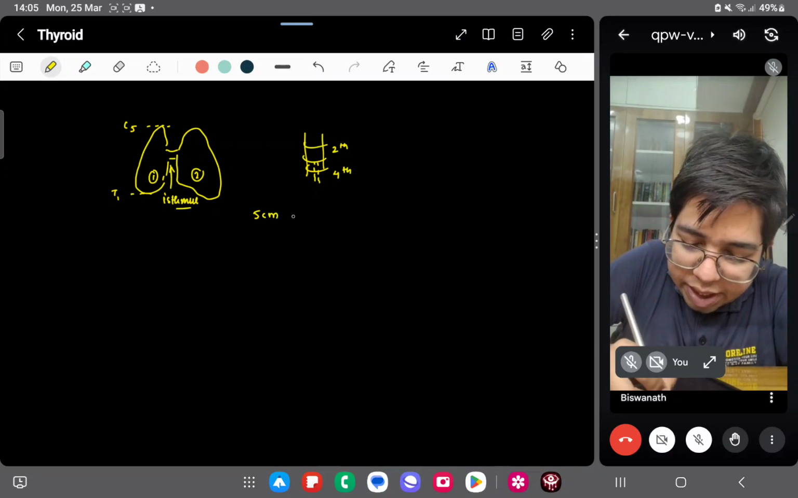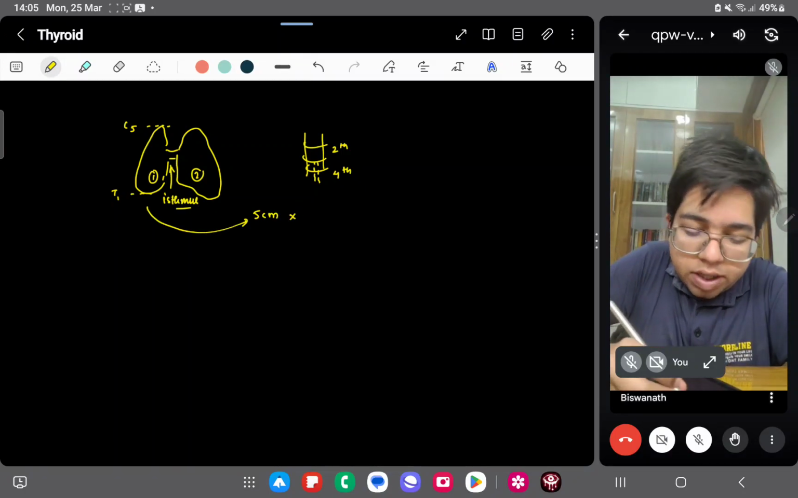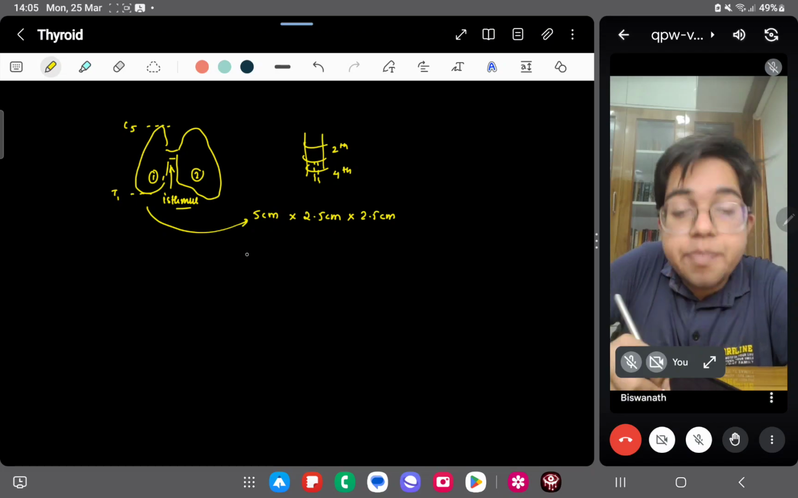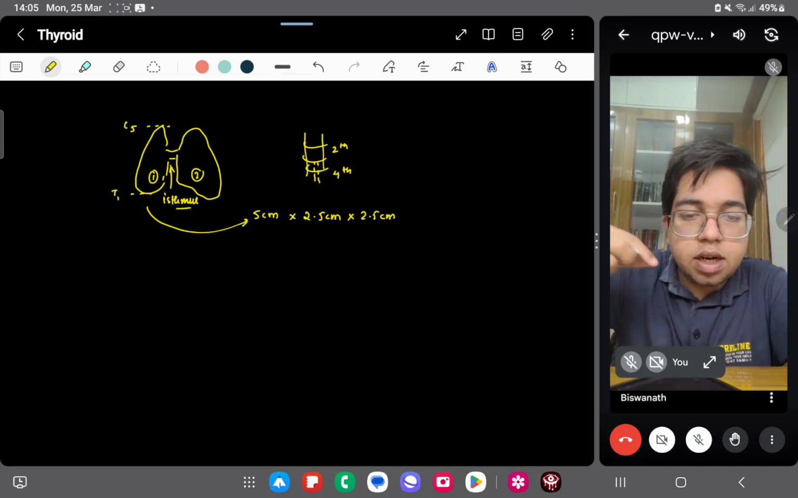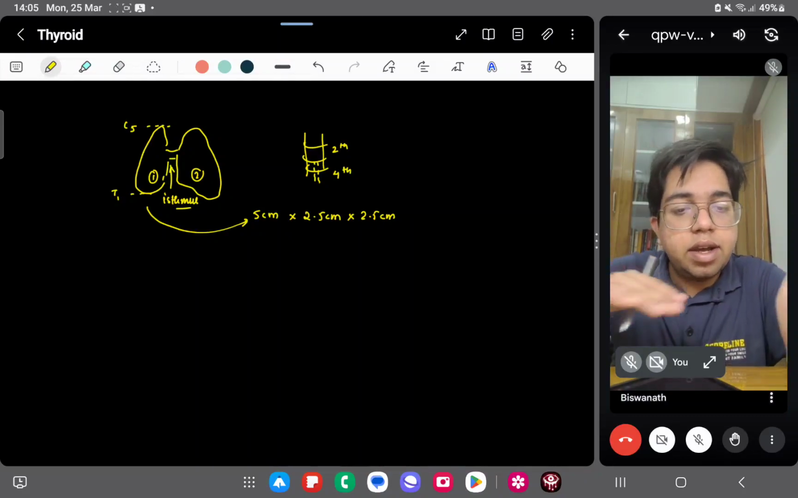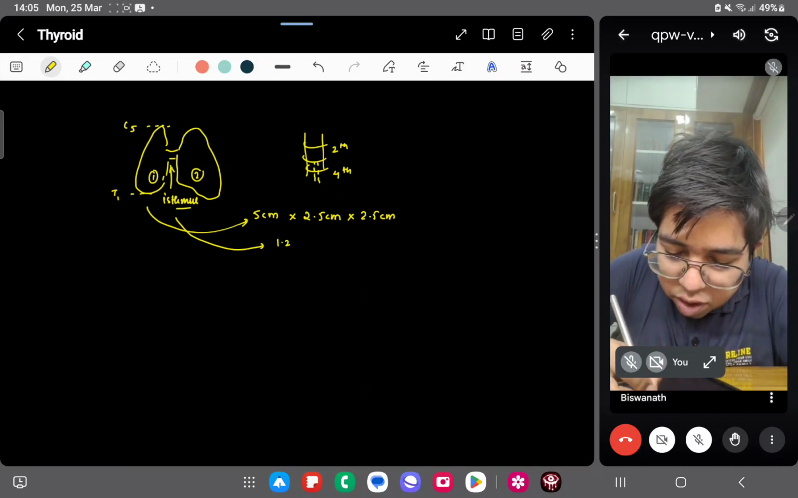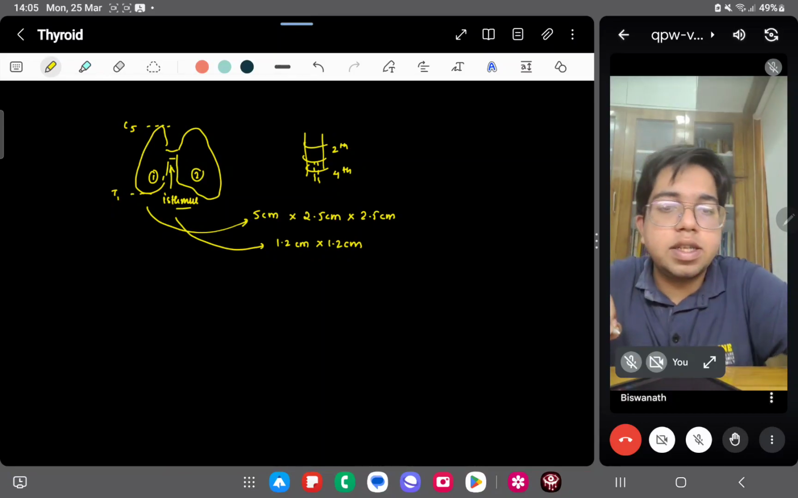For dimensions it is very easy. Remember, 5 cm. This is the dimension of the gland, and there is a dimension of your isthmus as well. Gland dimension is 5 cm into 2.5 cm into 2.5 cm. And the dimension of the isthmus: you can imagine it like a rectangle, just length and breadth and all. So it is 1.2 cm into 1.2 cm, although books vary in this statement also.